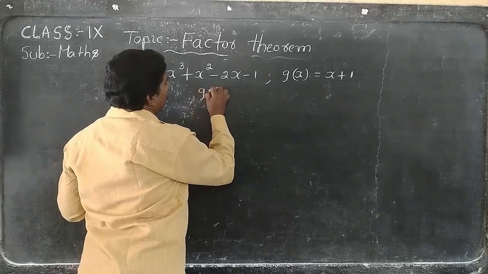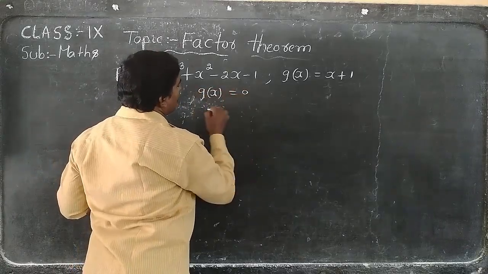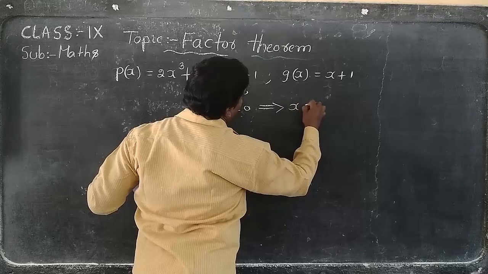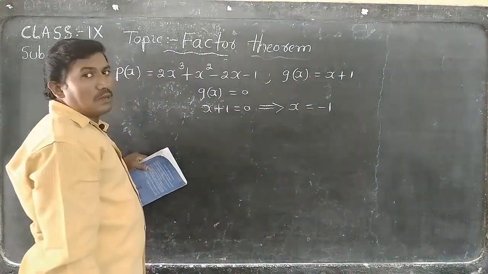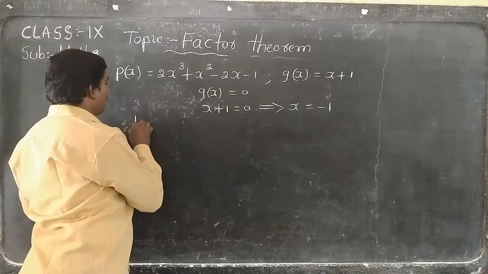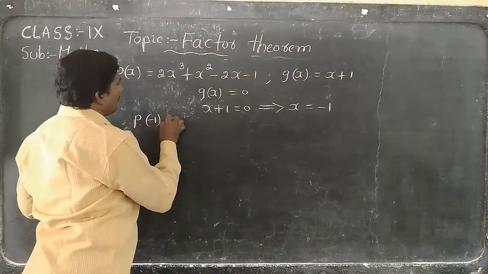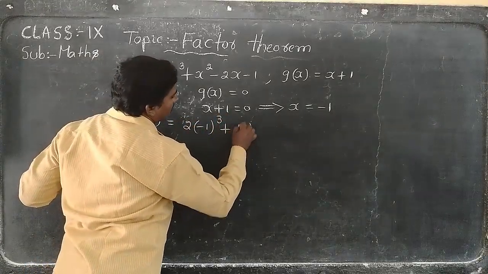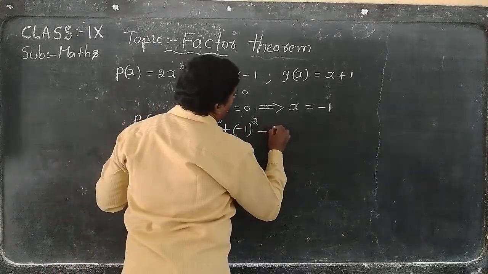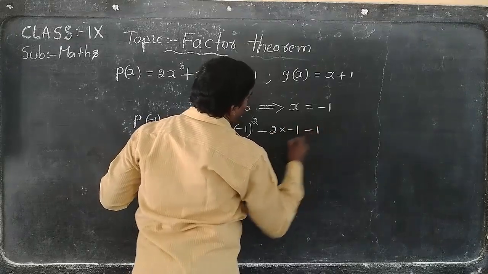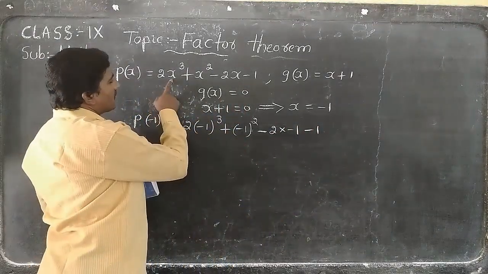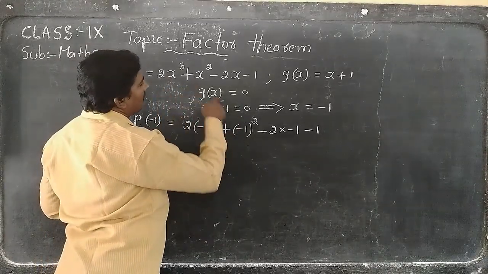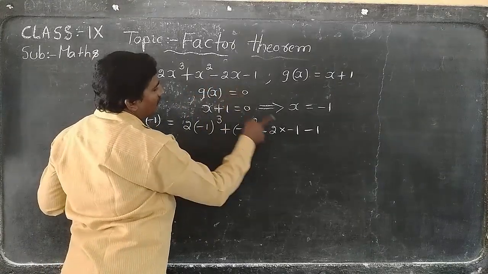Okay, see, first of all, g of x is equal to 0 means x plus 1 is equal to 0, then x is equal to minus 1. So substitute x is equal to minus 1 here in the place of p of x. P of minus 1 is equal to 2 into minus 1 whole cube plus minus 1 whole square minus 2 into minus 1 minus 1. Okay, same: in the place of x, minus 1 whole cube, plus minus 1 whole square, minus 2 into x value minus 1, minus 1.